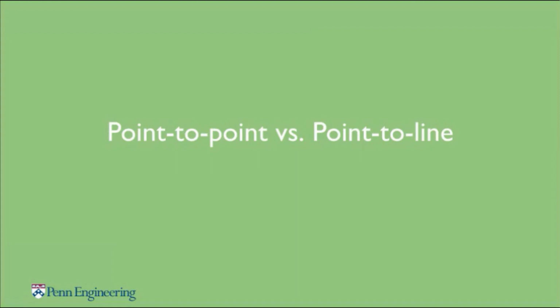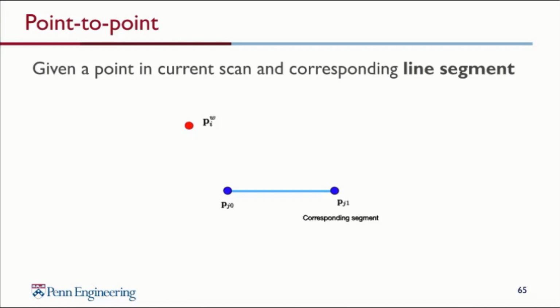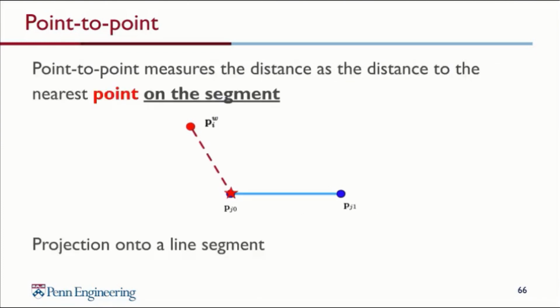So the first major improvement of the PLICP algorithm is the change from the point-to-point metric to a point-to-line metric. In order to understand how this improves the performance of scan matching, we will delve a little bit deeper into the definitions of both. Given a point in the current scan, PiW, and its corresponding line segment, Pj0 to Pj1, point-to-point measures the distance as the distance to the nearest point on the segment. In other words, you take the point and project it onto some existing point on the line segment itself, as seen here.